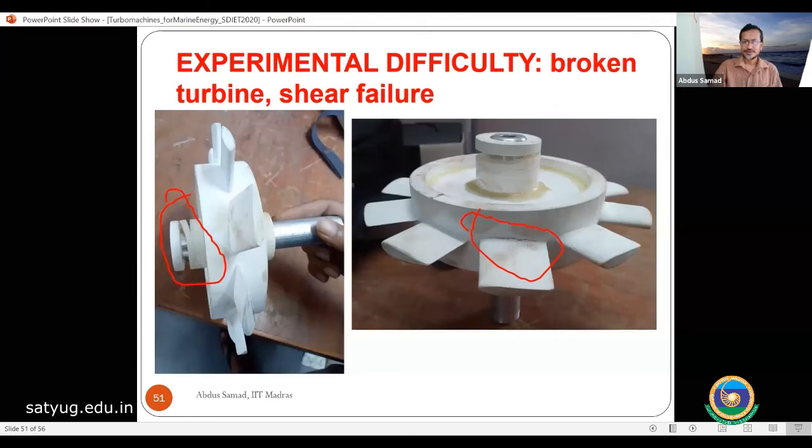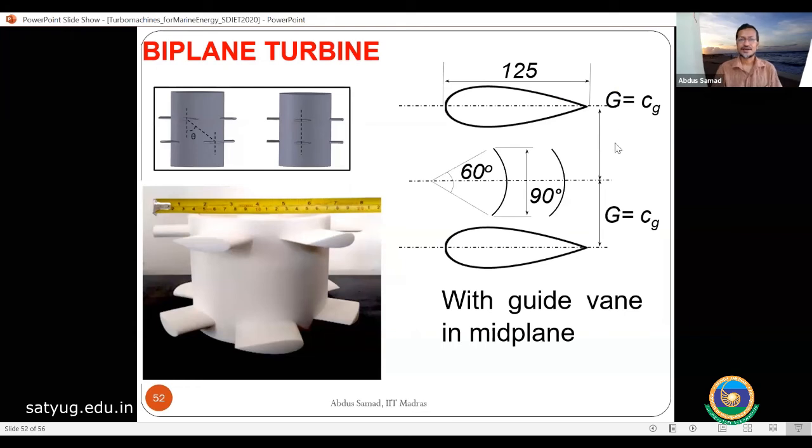So then we created the biplane turbine. Initially we had this monoplane turbine, and in this picture you can see there are two planes. One row, another row, and the same hub. So we designed it and we put some guide plane in between as well. This is the guide plane, we put it in between these planes.